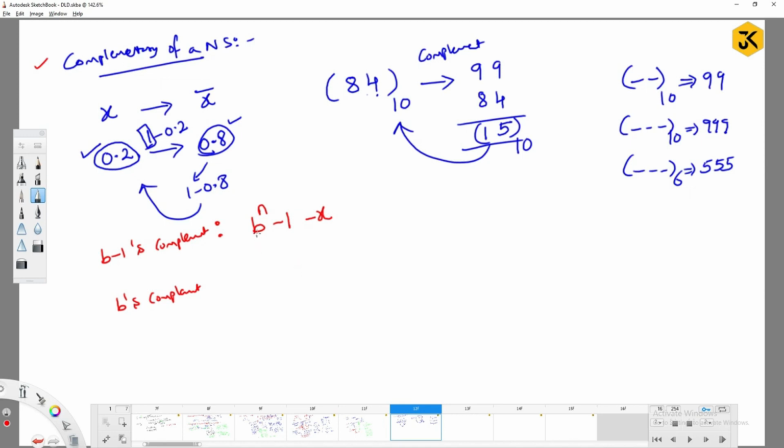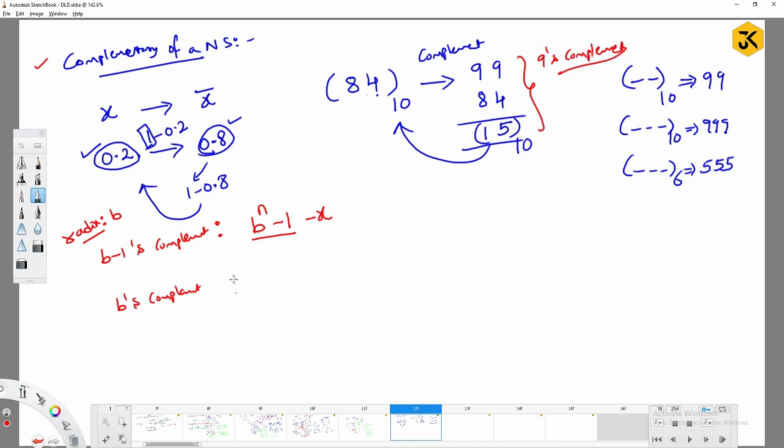What is b here? Some radix b. I am thinking that it is some radix b. n means the number of digits, and b power n minus 1 is the maximum value I can get. x means the number whose complement you want to find out. So this logic I have written in the form of a formula. This one I can call b minus 1's complement, and alternatively I can call it 9's complement.